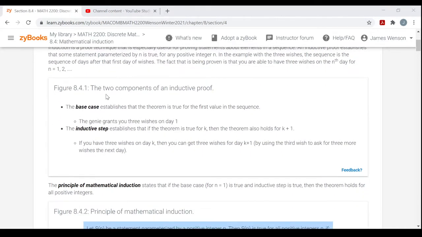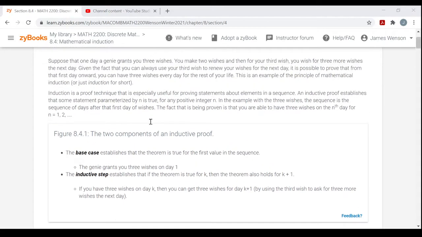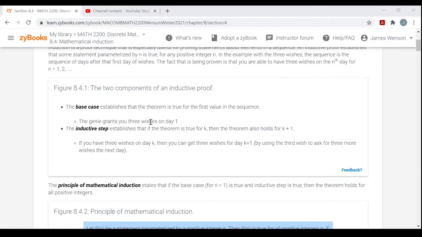All right, so the two components of an inductive proof. The base case establishes that the theorem is true for the first value in the sequence. So they're talking about genies granting you wishes on days and whatnot. Then the inductive step establishes that if the theorem is true for some integer k, then the theorem also holds for k plus 1.